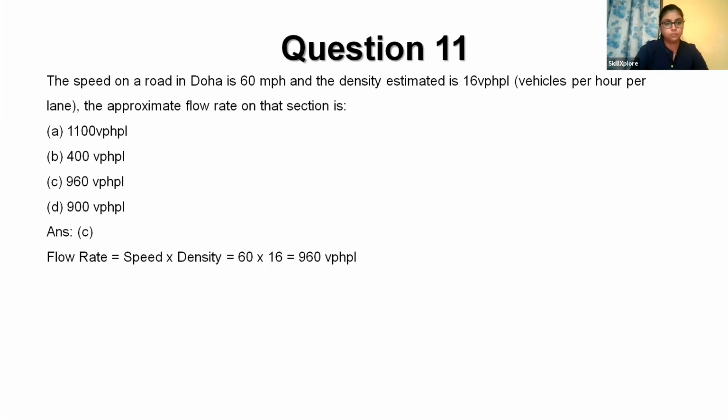So question number 11. The speed on a road in Doha is 60 kilometers per hour, and the density estimated is 16 VPHPL. What is VPHPL? Vehicles per hour per lane. That is VPHPL. The approximate flow rate on that section. It is a very simple question. Flow rate means speed into density. They have given both these values. Just substitute 60 into 16. We get it as 960 VPHPL. VPHPL is vehicles per hour per lane. Directly option C. So this is a very simple question. They have asked it once.